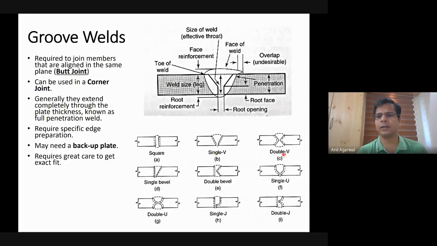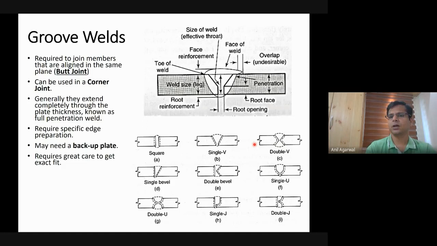Between single V and double V, which one would you prefer, if you have an option to access the plate from the other side? Let's say I have two plates, and the thickness of the plate does not change between the single V and double V.